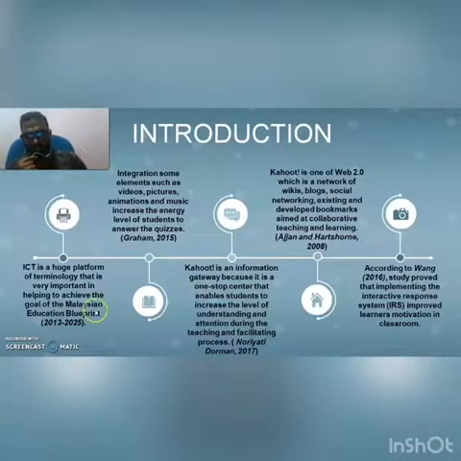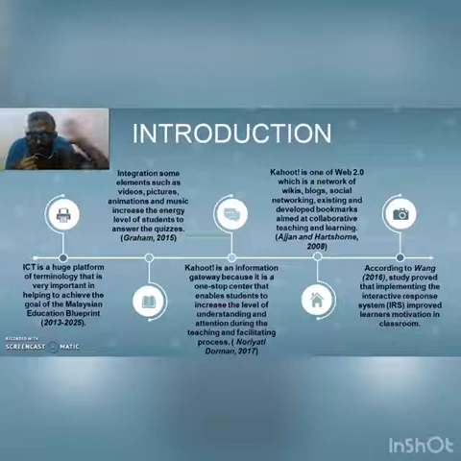According to the Malaysian Education Blueprint, 2013 until 2025, ICT is a huge platform that is very important in helping to achieve the goal of the Malaysian Education Blueprint. Next, according to Graham 2015, the integration of elements such as video, pictures, animations, and music increase the energy level of students to answer the quizzes.